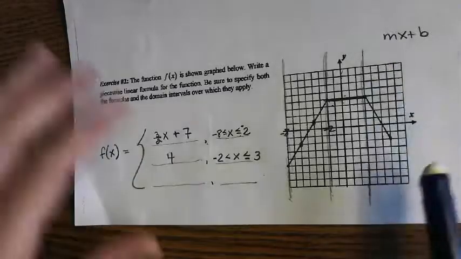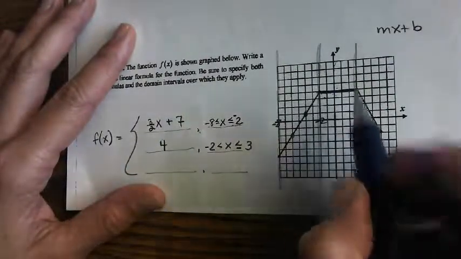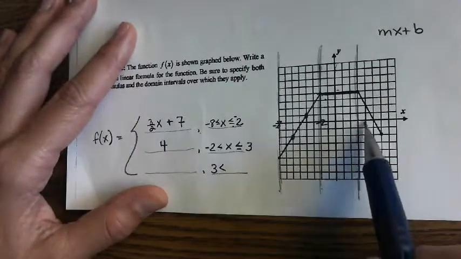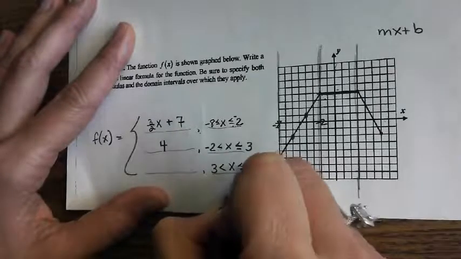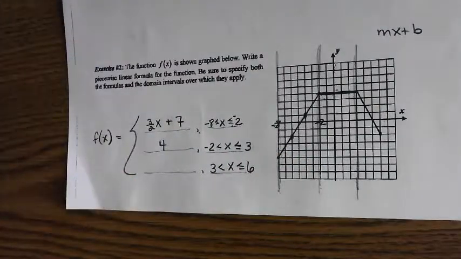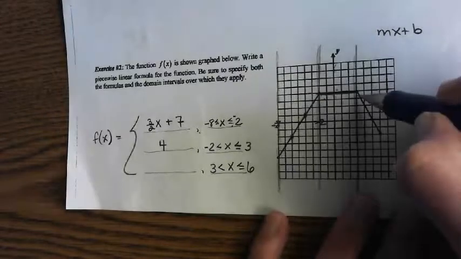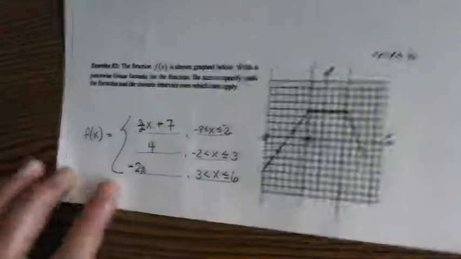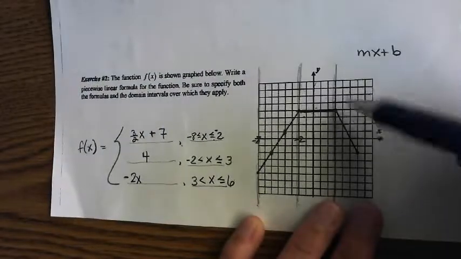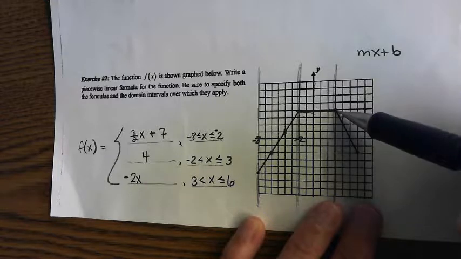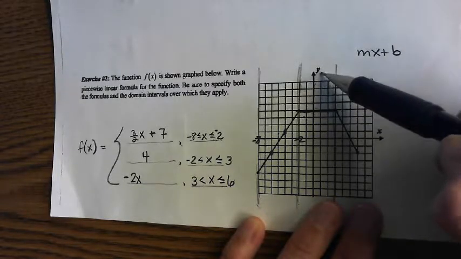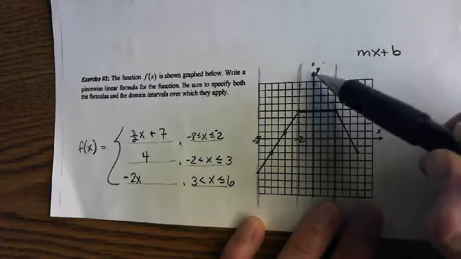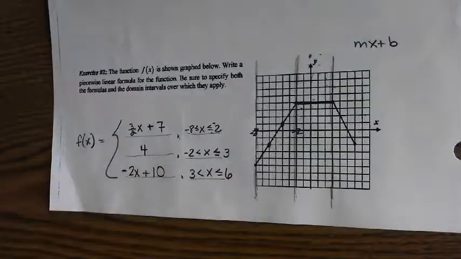And then the last function has an interval from 3, which we cannot include because Kate included that in the previous one, to 6. And that does include 6. Now this line has a slope of down 2 over 1, down 2 over 1. So that's -2x. And then we kind of just have to count backwards until we see what the y-intercept would have been. So once I get there, it's 4, 5, 6, 7, 8, 9, 10. -2x plus 10.